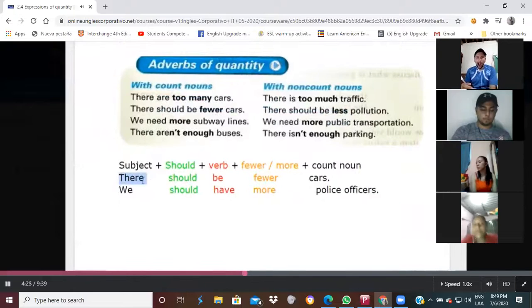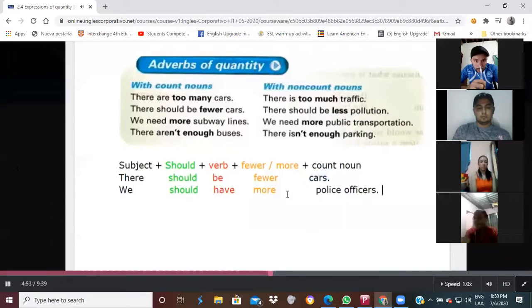We have a subject. This could be in the form of there, as it can be in the form of another pronoun or another kind of subject. Then it's going to follow the modal verb should. And then this will be followed by a verb. It can be the verb to be, but it can be other verbs as well. And then the adverb quantities, such as fewer or more, and then whatever count noun that exists. There should be fewer cars. We should have more police officers. And these are opinions that we want to express about what is needed in a city.